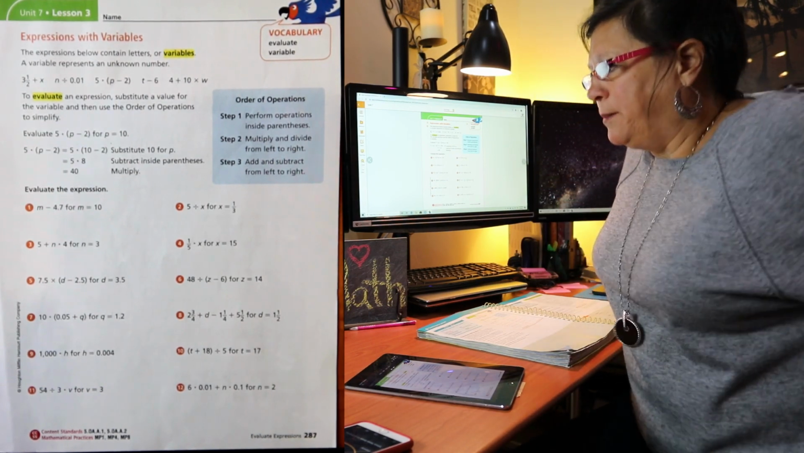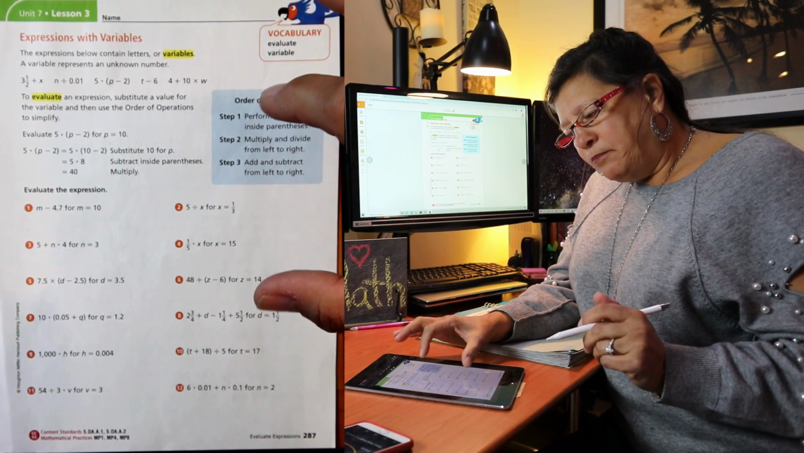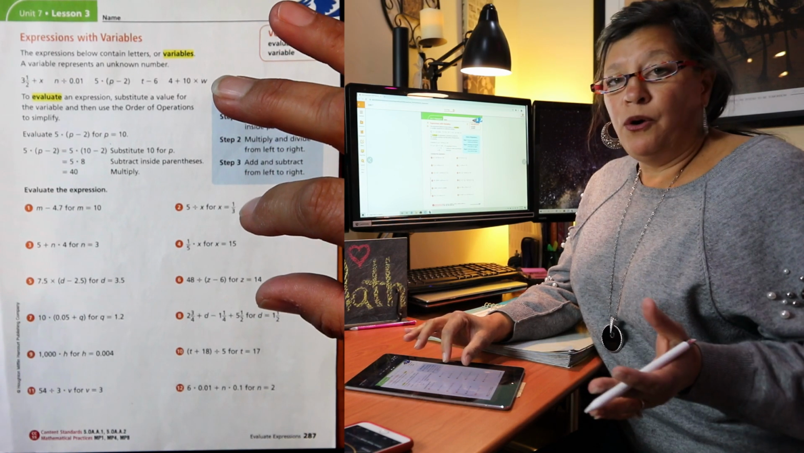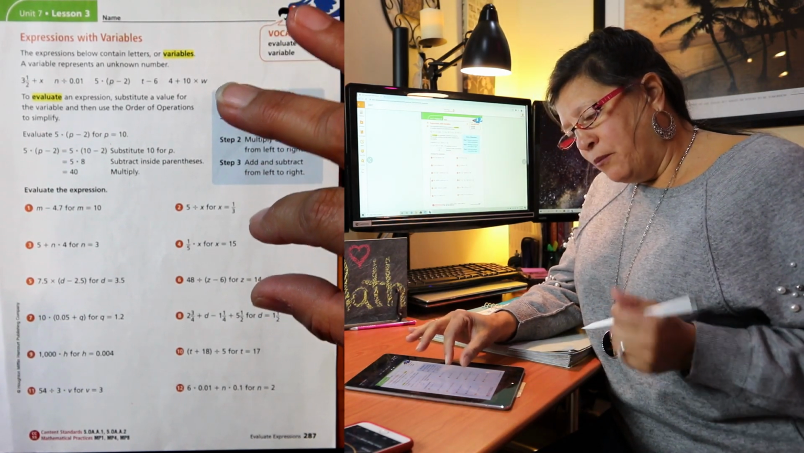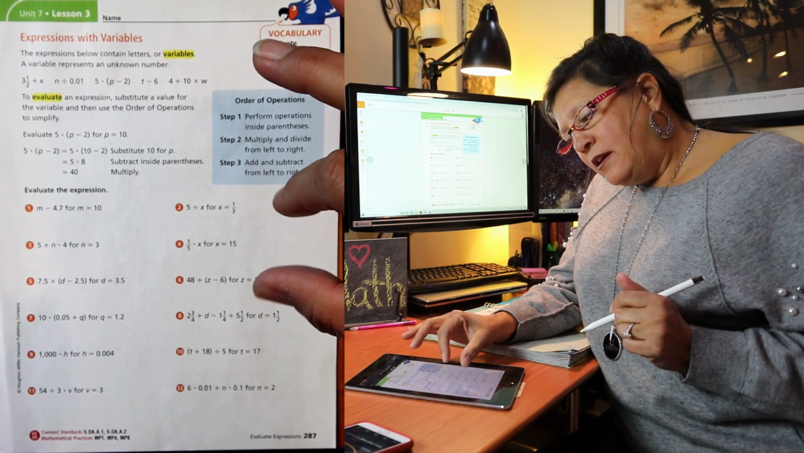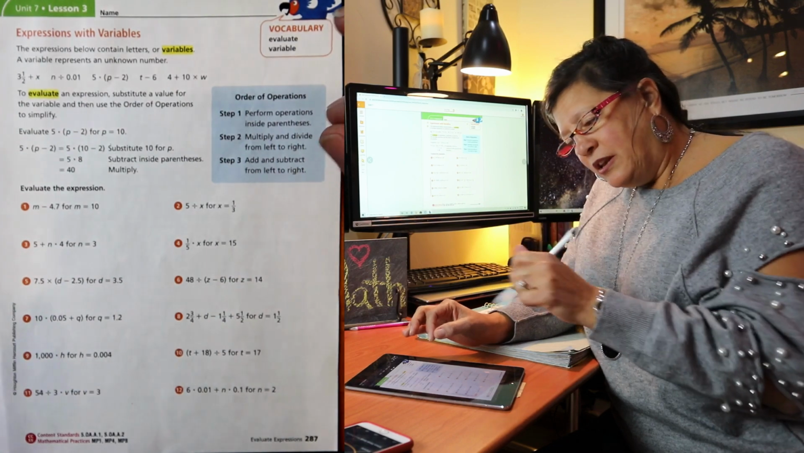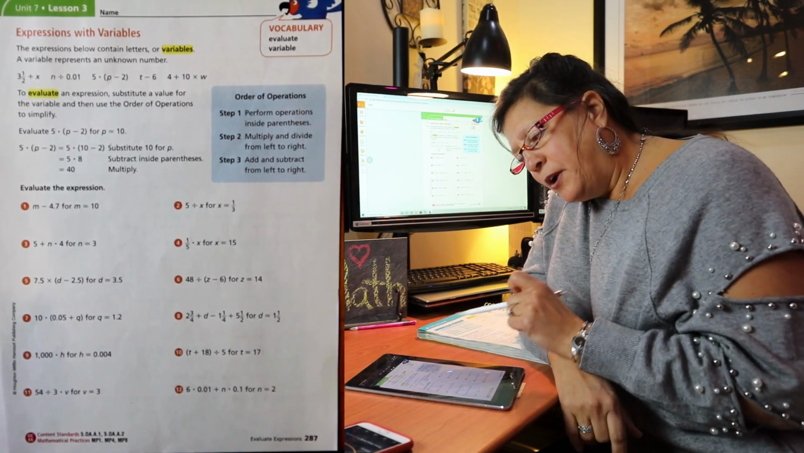Expressions and variables. A little bit like we did yesterday, except this time we're going to be working with variables. Sometimes you have an unknown and you use a letter to represent the unknown, but then when you are given the value, you're able to put it into the expression and solve it. All right, here we go.